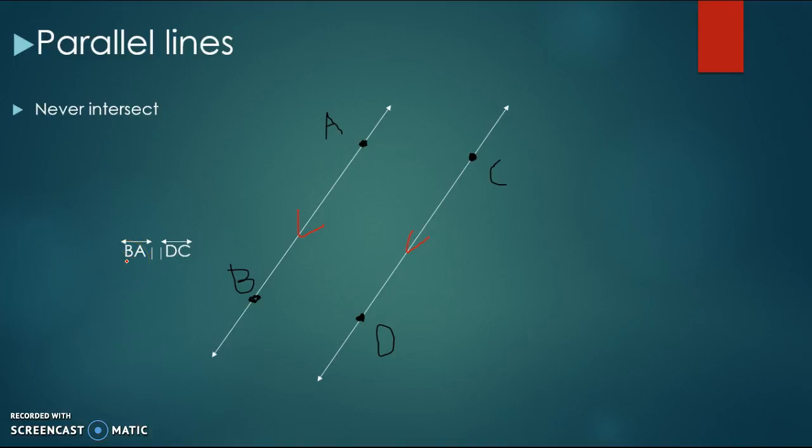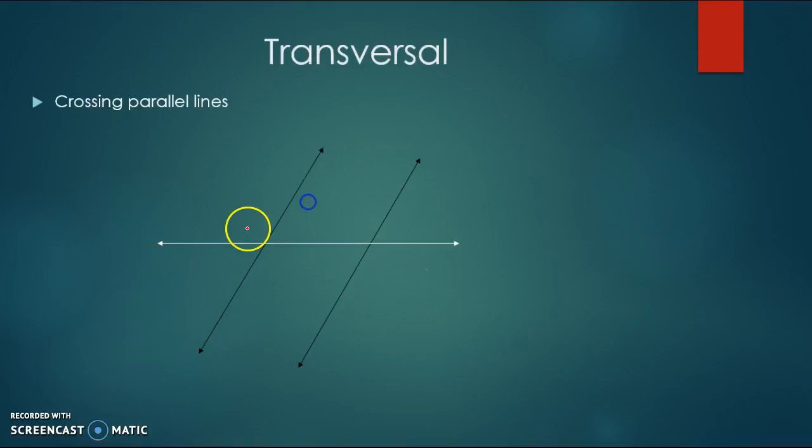Now, line BA is parallel to line DC. We can write it out like that. I put these little V's here to also indicate that they are parallel lines. Now, transversals. A transversal is a line that intersects parallel lines, just like this line right here.